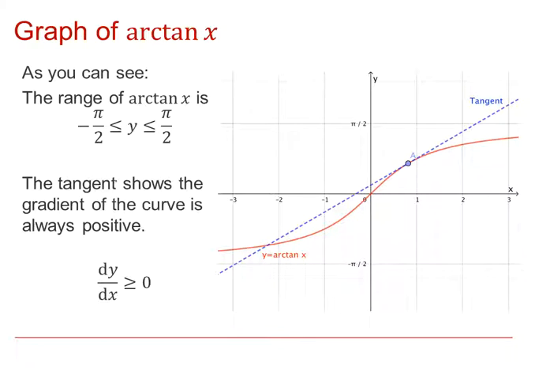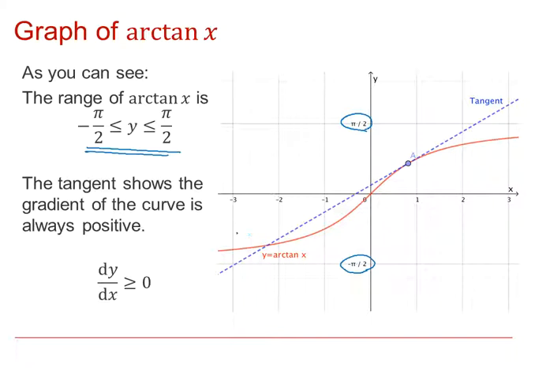So looking at the graph of arctan x, we can see that the domain of this function, x, can go for any real value. x can be any value from minus infinity to plus infinity, but the range of the function goes from minus pi by 2 to plus pi by 2. So that's the definition of the range. It's also a one-to-one mapping in order for this inverse to be defined.